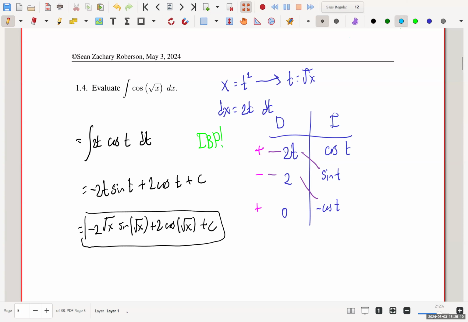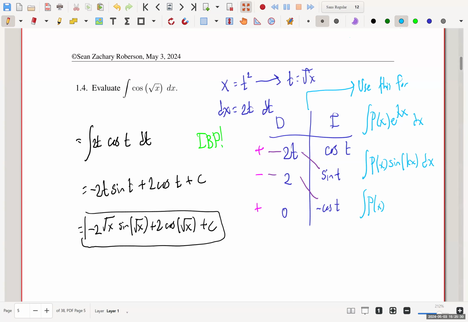We can use this for polynomial. P is a polynomial here. Polynomial against exponential. Polynomial against sine. Or polynomial against cosine. Okay, that's what I mean by this against that, okay?